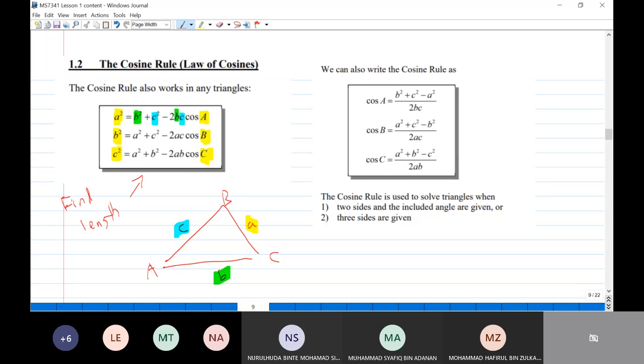How about if you want to find the angle? Then you have the rearrangement. You can arrange them. Move this to the right hand side. You get 2BC cosine A is equal to B squared plus C squared minus A squared. From this you move 2BC to the left hand side, and then minus A squared. Then from here divide by 2BC. Then you get this angle. So this is for you to find the angle.